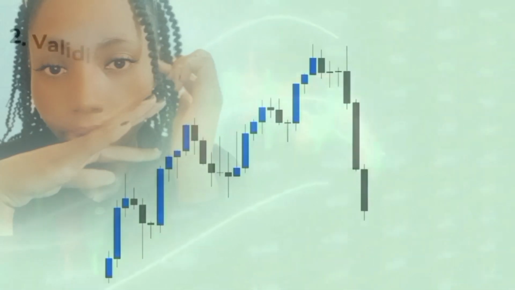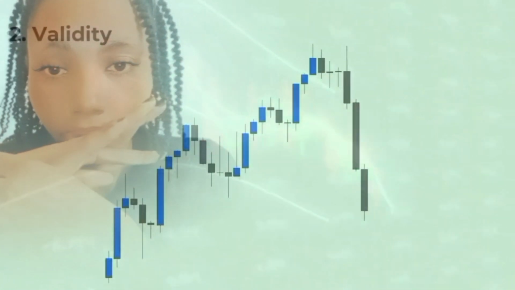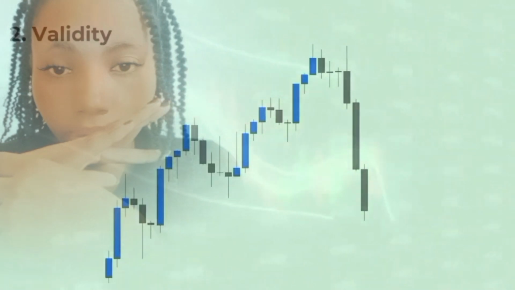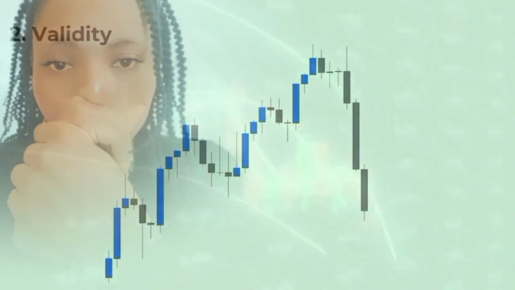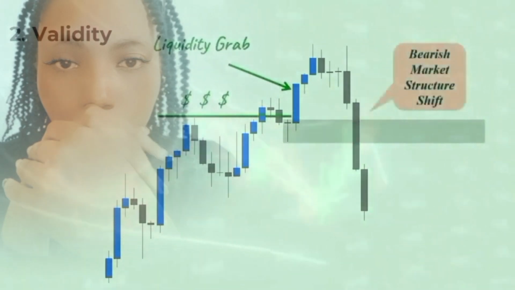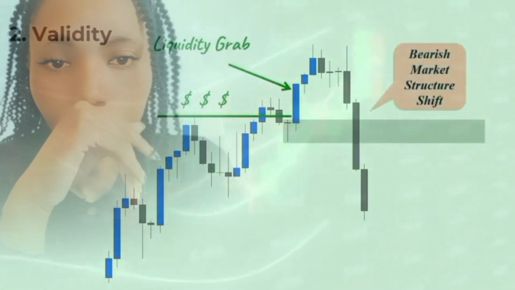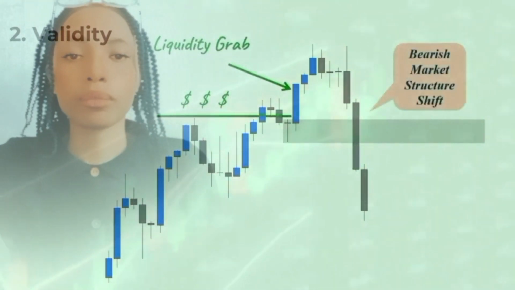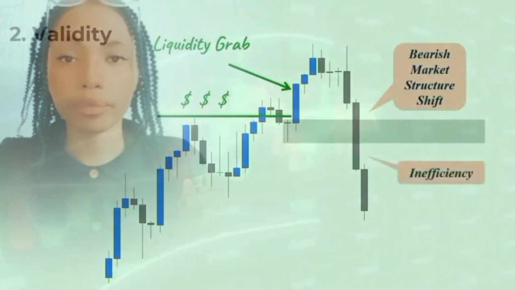Number 2, validity. Make sure the breaker block you identify is valid. Breaker blocks are created by a run of liquidity before the market structure shifts. Look for a sharp move with fair value gaps between the wicks that creates inefficiency.